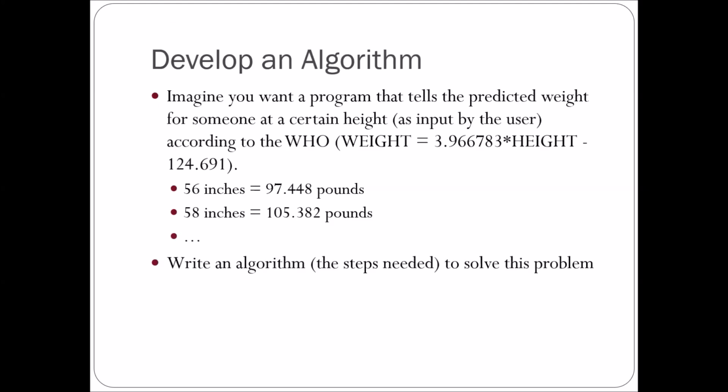What do we need to do? You type in a height, it's going to multiply it times 3.69, subtract 124 from it, and then output the weight. We've got a couple of programs here that we're going to work on in class, and then we'll start looking at the homework too.